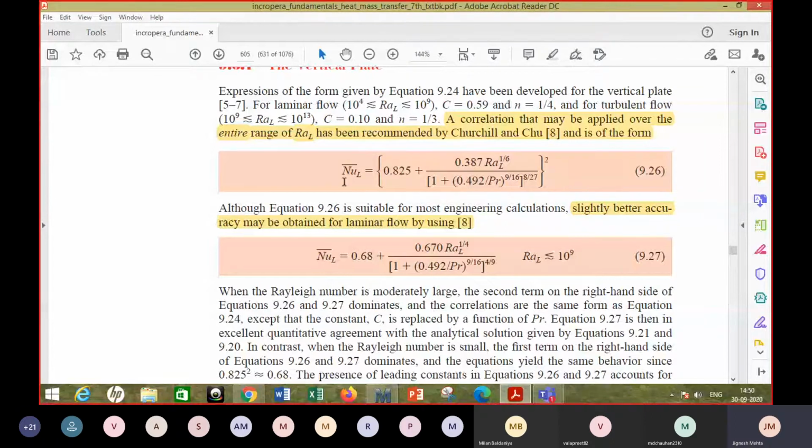So this equation 9.26 is applicable to laminar as well as turbulent flow. But if you want a more accurate correlation for the laminar part, then you can use another one, which is shown as equation 9.27. So this is about free convection over a vertical flat plate.